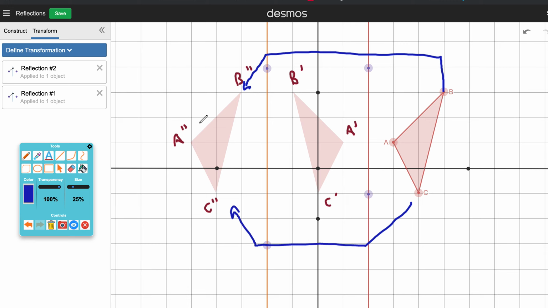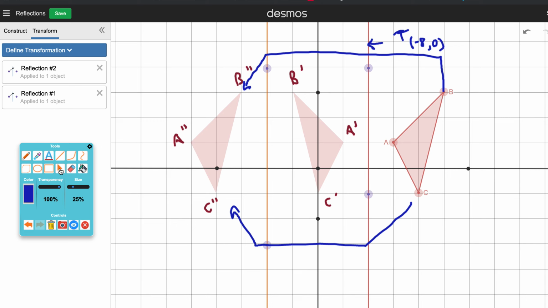Now we know that when we do reflections, it changes the orientation, ABC versus ACB. But when we reflect twice, the orientation changes back. So I would argue that what we're looking at here is a translation, in this direction, to the left. How far has it gone? 1, 2, 3, 4, 5, 6, 7, 8 units. So it's gone -8, 0 in this case.